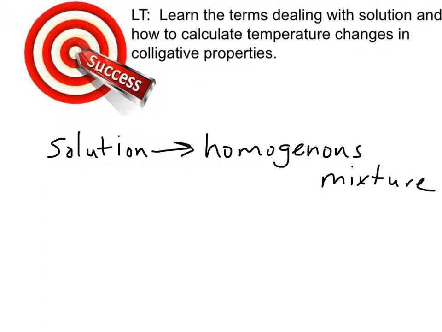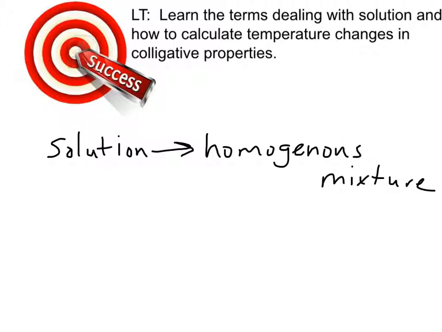And typically in chemistry we're talking about liquid solutions, so like salt water solutions and things like that, so things with liquids. But technically anything can be a solution, whether it's two solids mixed together in a homogeneous mixture or two gases mixed together in a homogeneous mixture. As long as it's a homogeneous mixture, it's a solution.